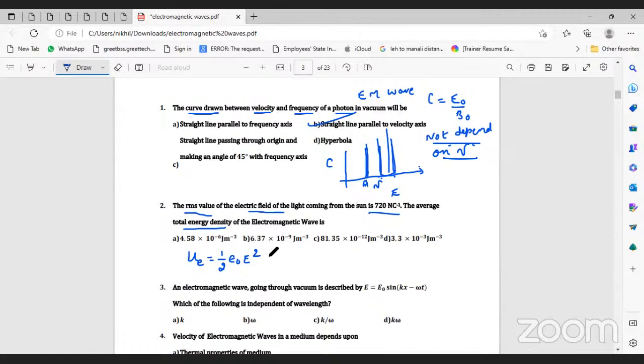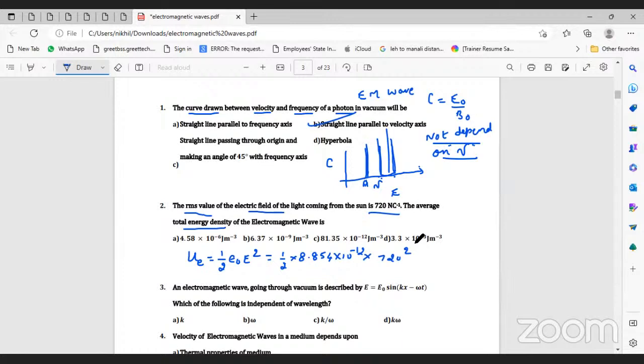Can you do the calculation for me? Half times the epsilon naught value is 8.854 into 10 raised to minus 12. What about E squared? 720 squared. Can you do the calculation part for this? So 8.854 divided by 2, that is 4.427, into 720 squared, right? 720 into 720.